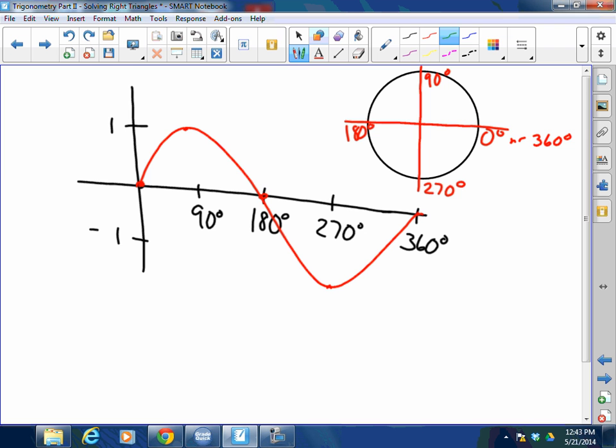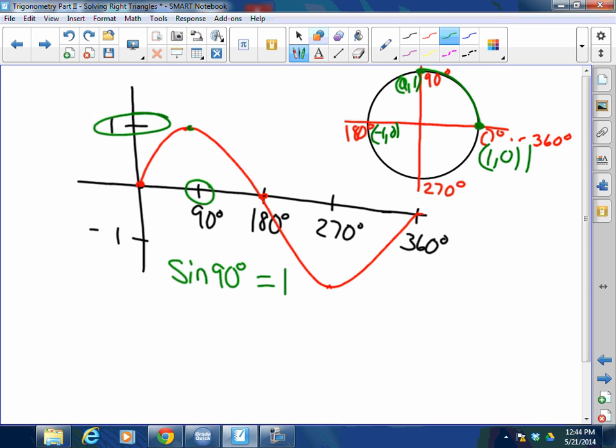Now, remember how I talked to you guys about values, the difference between a value and a degree? Check this out. At 90 degrees, the sine of 90 degrees has a value of 1, guys. That's my value. Why? As this point starts here and I move up, this is 1, 0 on a unit circle. This is 0, 1. This is negative 1, 0. And this is 0, negative 1. So do you see, guys, as this point is moving, at 90 degrees, I get a value of 1.